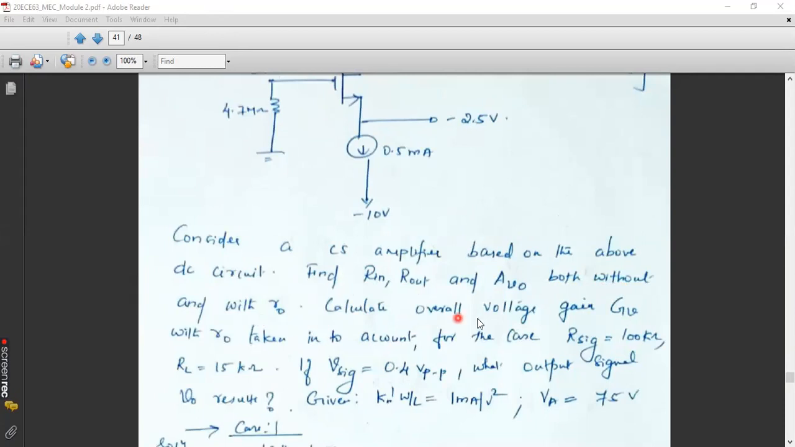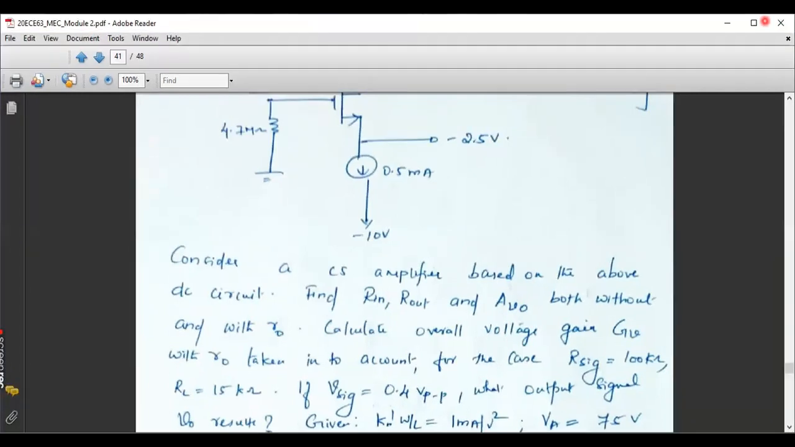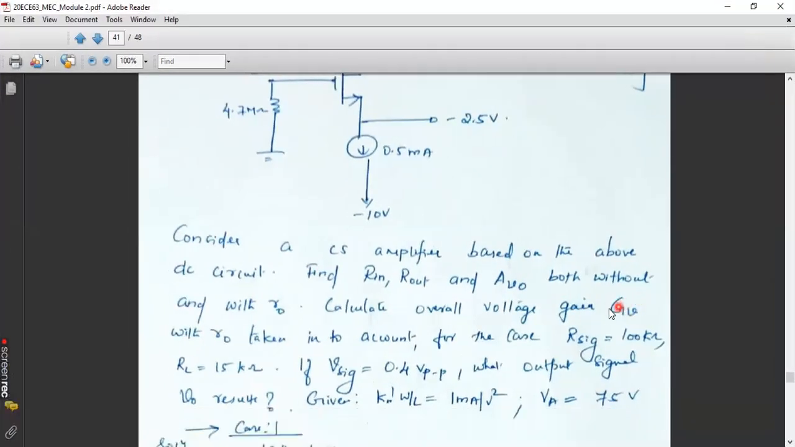Calculate the overall voltage gain Gv, with ro taken into account.